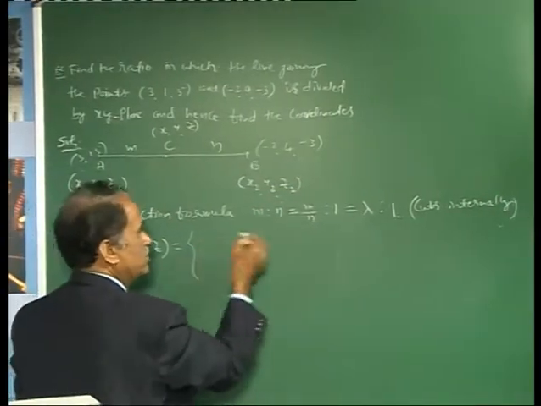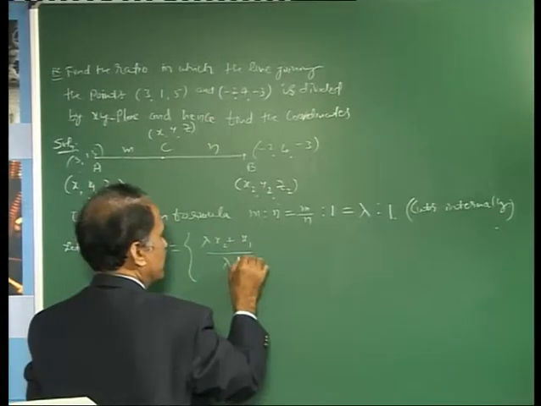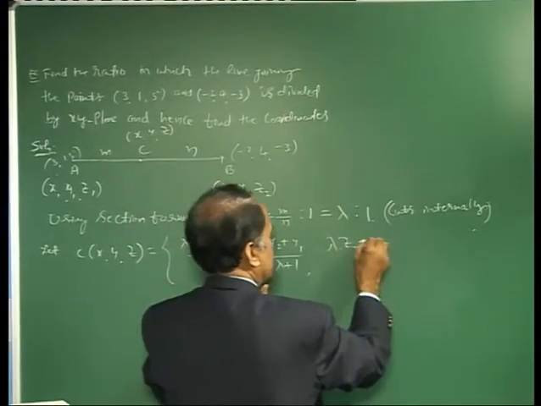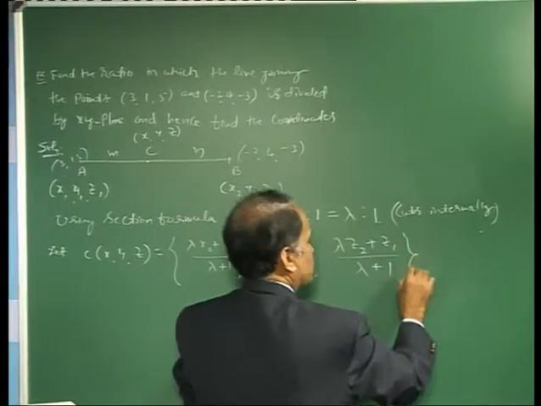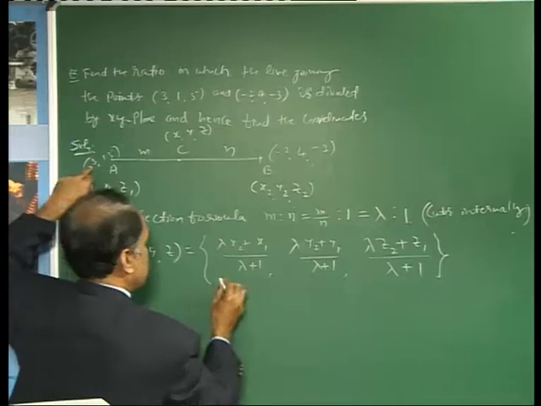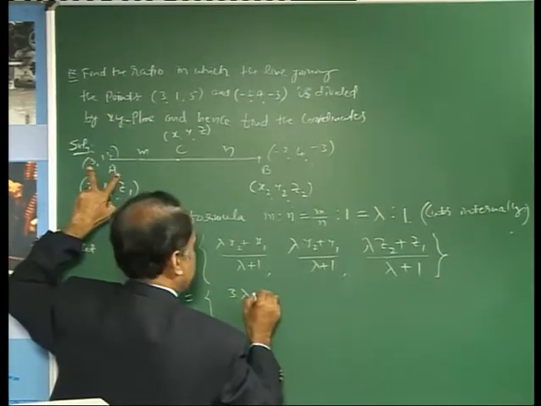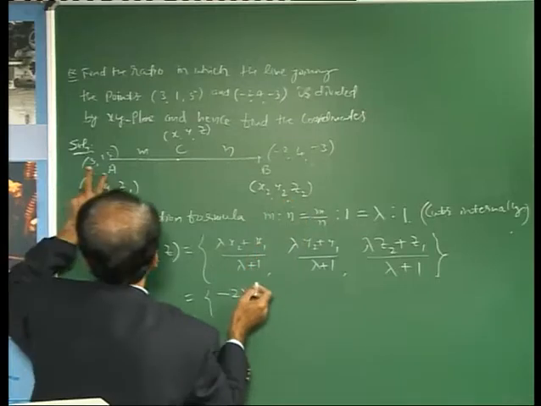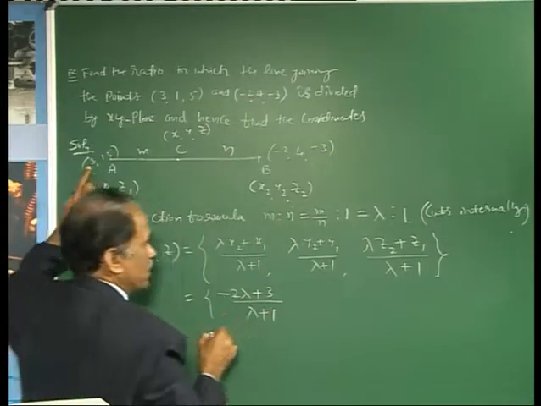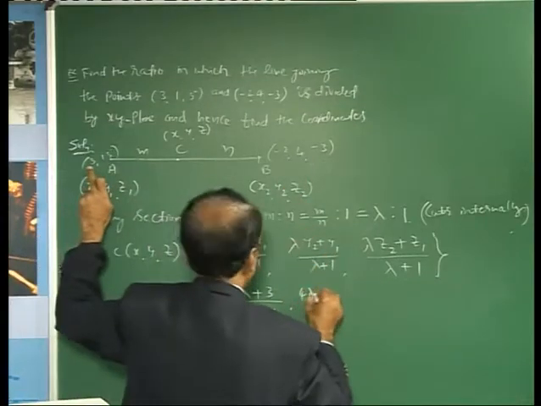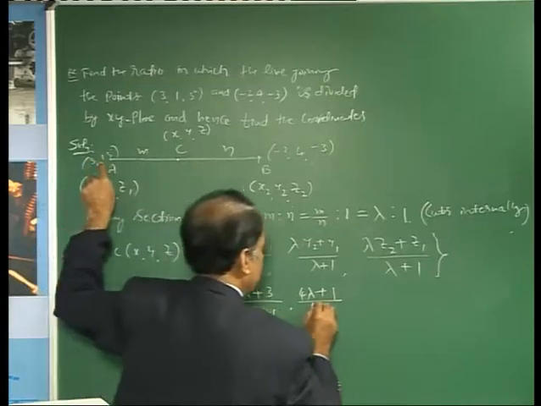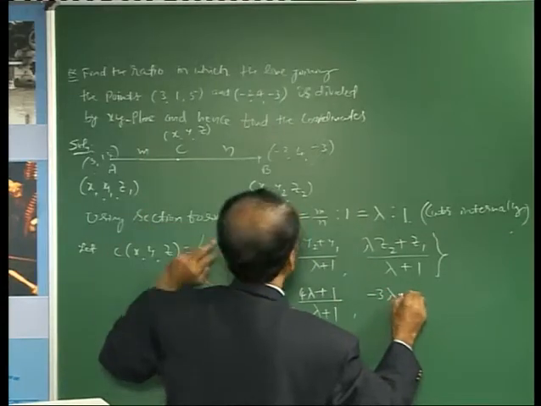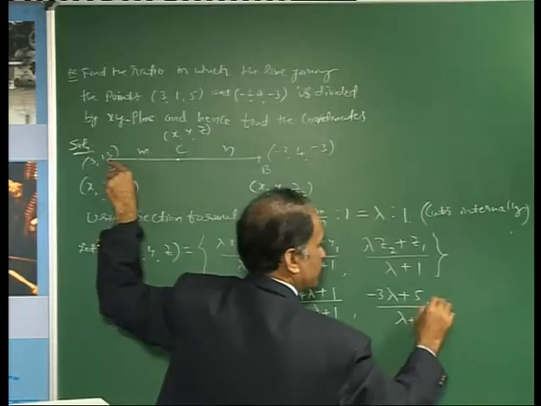The formula we have is x = (lambda x2 + x1) over (lambda + 1), y = (lambda y2 + y1) divided by (lambda + 1), and z = (lambda z2 + z1) divided by (lambda + 1). Simply substitute these numbers. That is 2 times lambda plus 3, because x2 is -2 and x1 means 3, divided by lambda plus 1, comma, lambda into y2, that is -4 times lambda plus 1, because y1 is 1, divided by lambda plus 1, then lambda into z2, that is -3 lambda plus 5, divided by lambda plus 1.